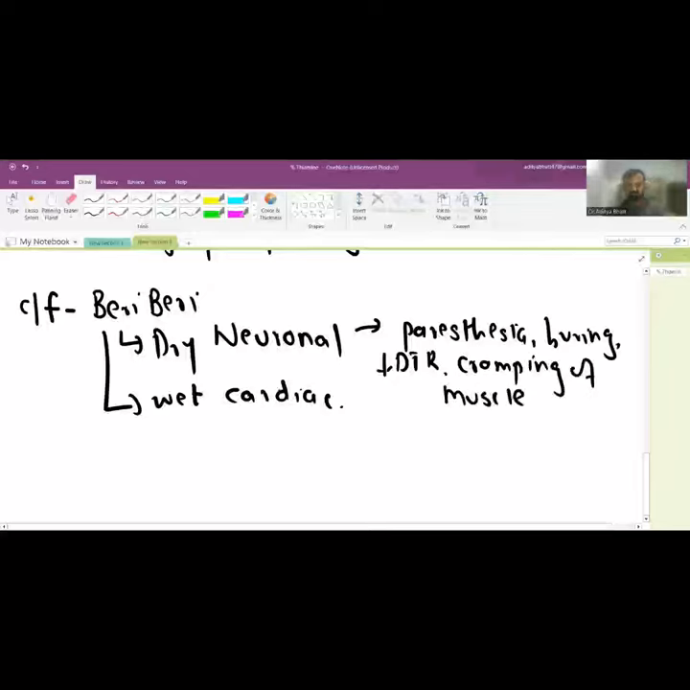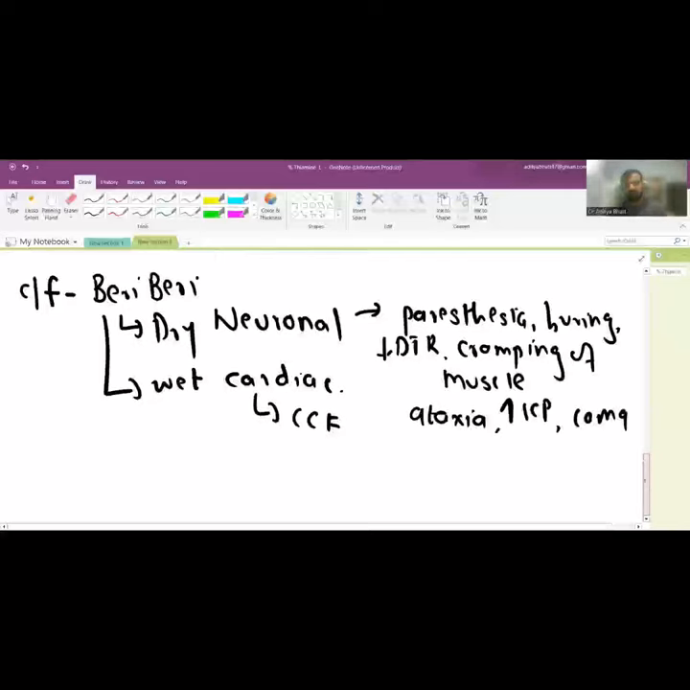While in wet beriberi, there might be congestive cardiac failure. There is also some degree of ataxia and muscular abnormality, muscle weakness, and increased ICP, and later there might be coma. But again, these are very rare and long shot manifestations, but still they occur with thiamine deficiency. So these are the two beriberi types.